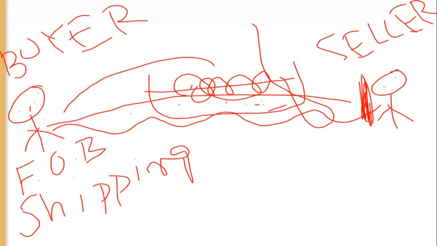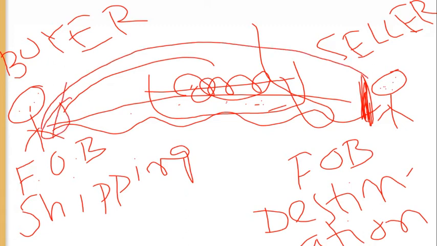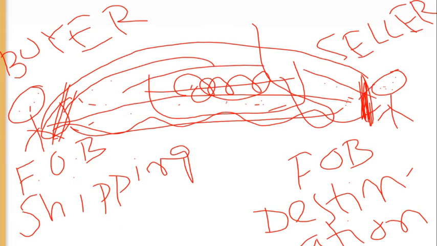And in case of free on board destination, the seller's responsibility is to deliver the goods to the buyer's dock. Up to this point, the ownership goes to the seller. So for free on board destination, the ownership of the goods in transit goes to the seller.